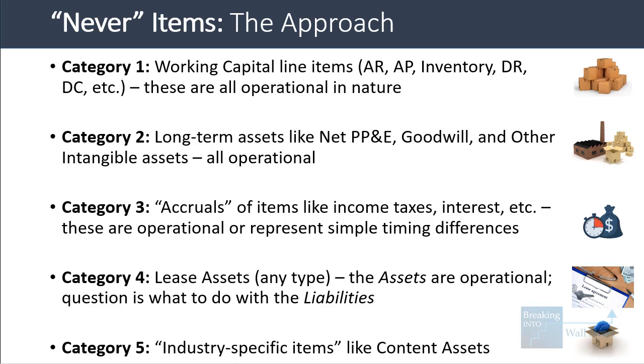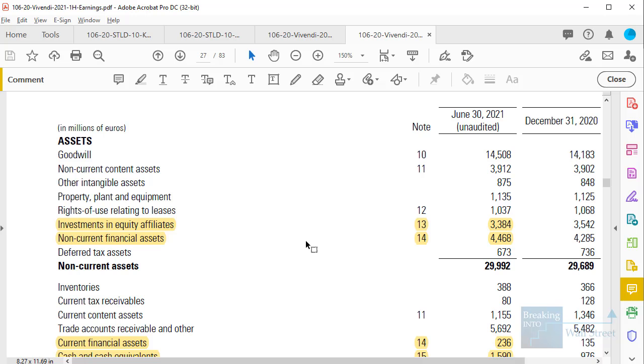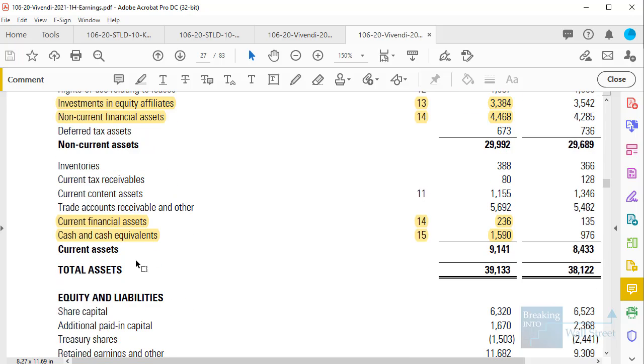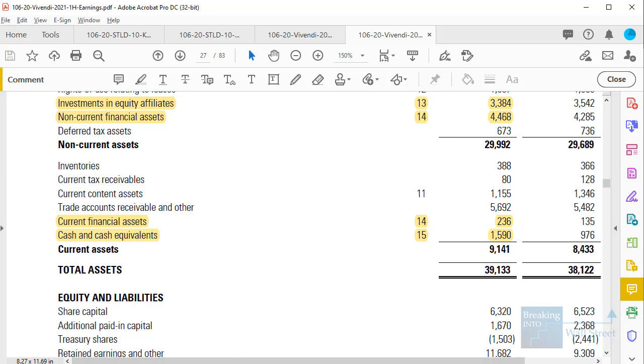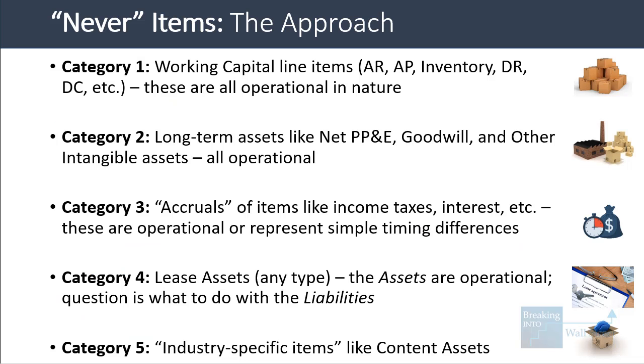And then finally, industry-specific items like content assets for companies like Netflix and Vivendi. You can see an example here. They have current content assets. This is clearly operational as well because this is how Vivendi makes money. They create these content assets, music, TV shows, anything else that they can broadcast or stream or make money from. It's a core part of their business, and so it makes no sense to subtract something like this.